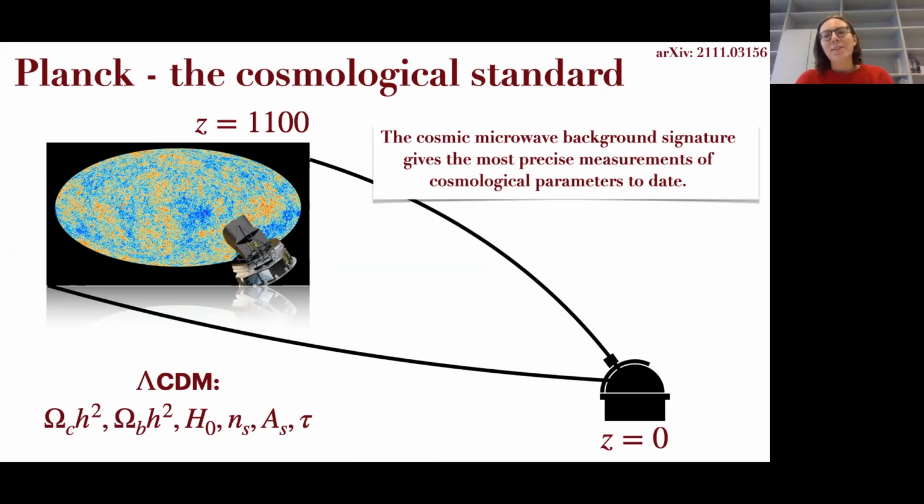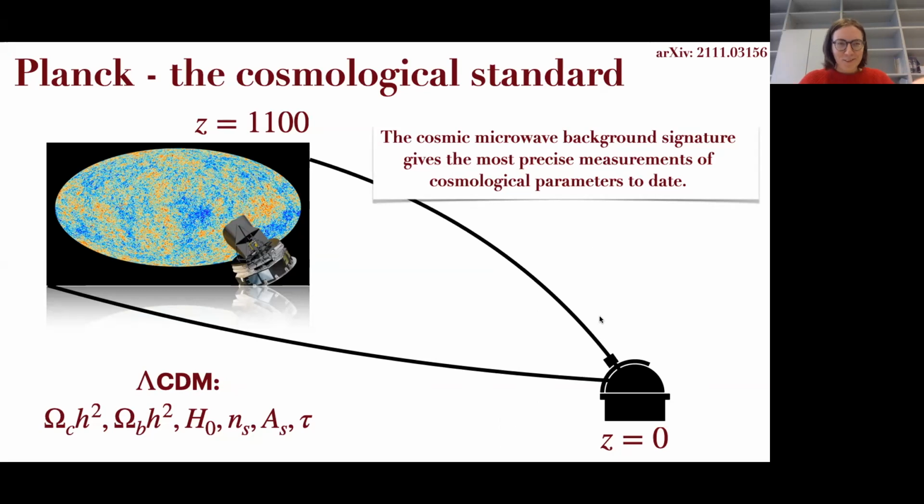As we all know, Planck's observations of the cosmic microwave background radiation all the way back at redshift 1100 allowed us to obtain the most precise cosmological constraints to date and crowned lambda CDM as our standard model. However, Planck provides predictions rather than measurements of what values these cosmological parameters should take at redshift 0. Therefore, a great way to test our model is to compare Planck's predictions for the low redshift universe with our actual measurements.